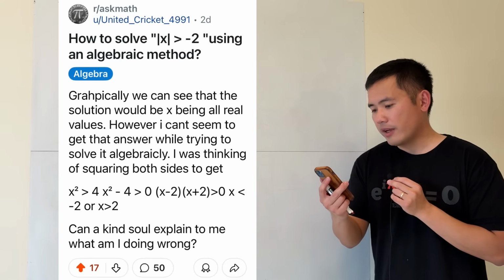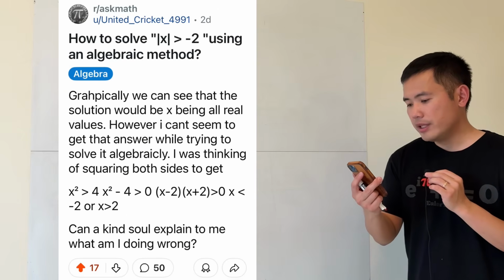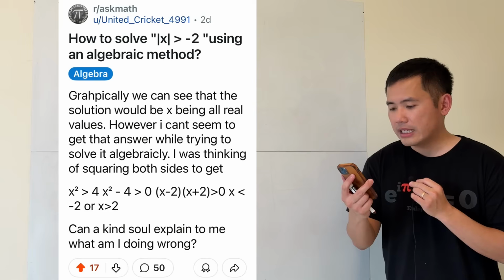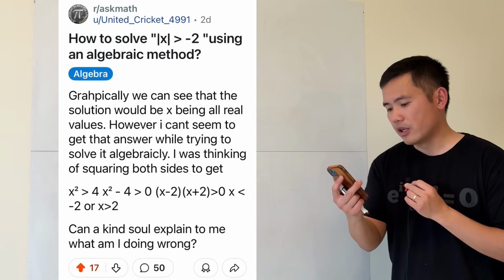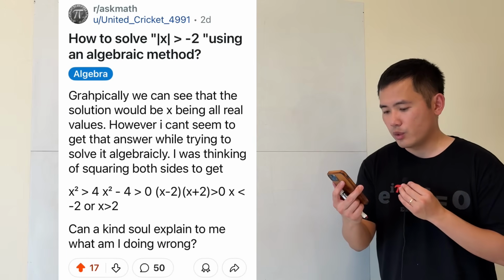How to solve the absolute value of x is greater than -2 using an algebraic method. Graphically, we can see that the solution would be x being all real values. However, I can't seem to get the answer while trying to solve it algebraically. I was thinking about squaring both sides and getting the following inequality.